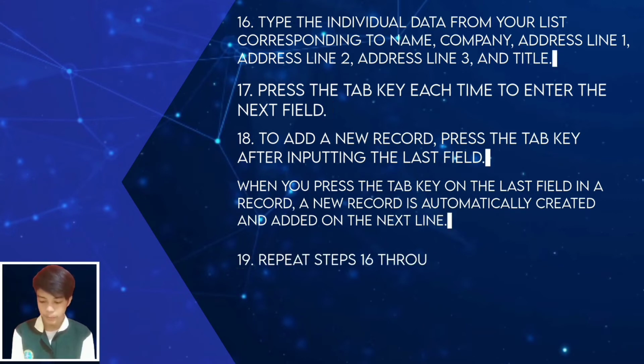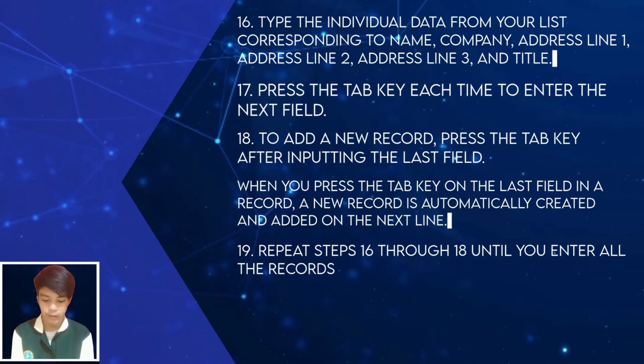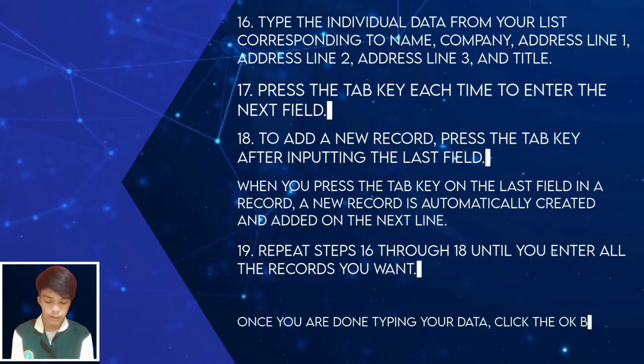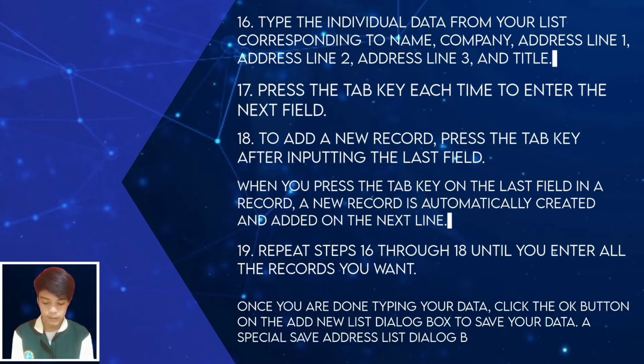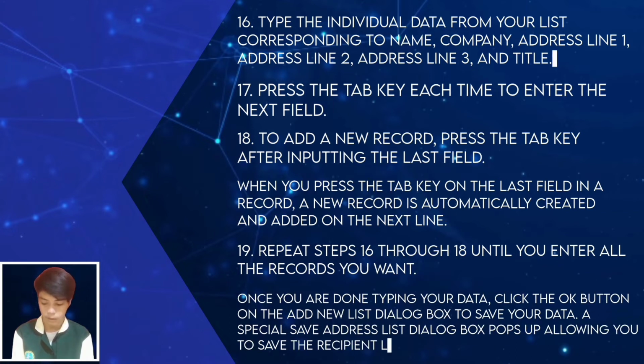19. Repeat steps 16 through 18 until you enter all the records you want. Once you are done typing your data, click the OK button on the Add New List dialog box to save your data. A special Save Address List dialog box pops up, allowing you to save the recipient list.